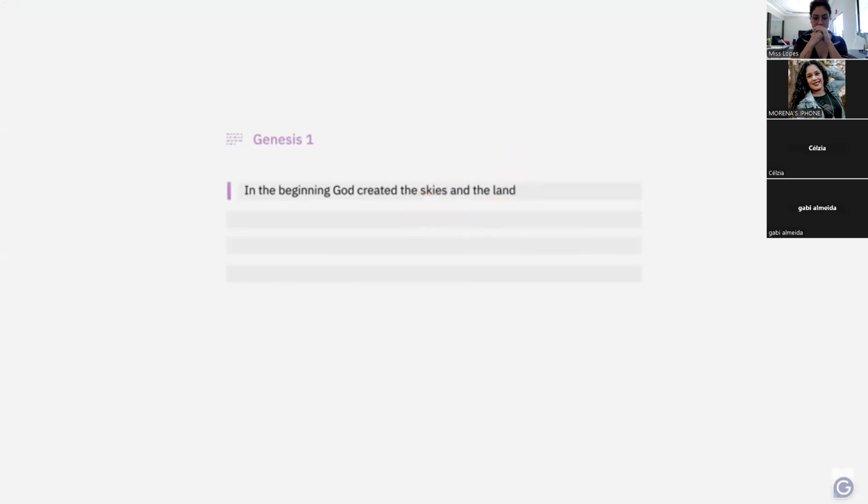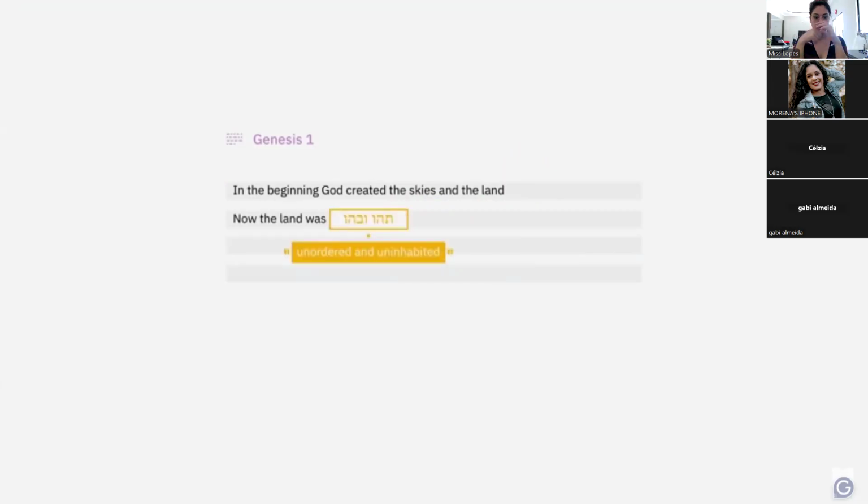This line is summarizing what's going to happen in the following narrative, which starts in the next line. And it reads, "Now the land was wild and waste." This phrase rhymes in Hebrew. The land was tohu vavohu, which means unordered and uninhabited. This is the ancient way of talking about the pre-creation state.